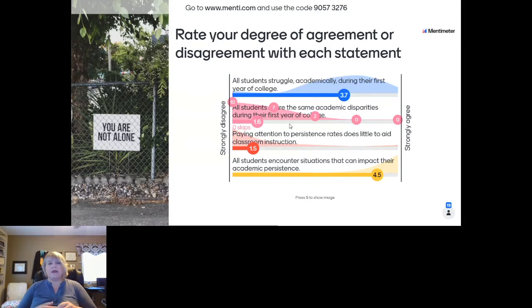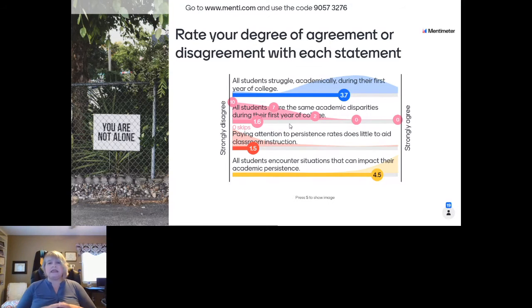All students have the same academic disparities during their first year? They definitely don't. There's a large body of research on disparities during the first year of college, and it does vary. It is specific when you look at the different race and ethnic groups as far as specific disparities that might align with that. So the disparities vary greatly between groups.